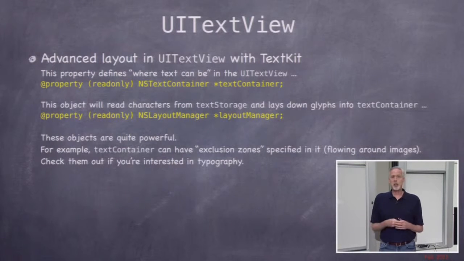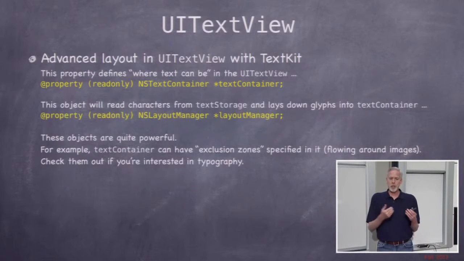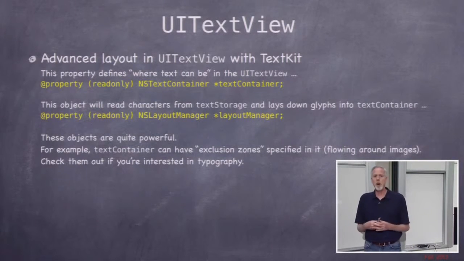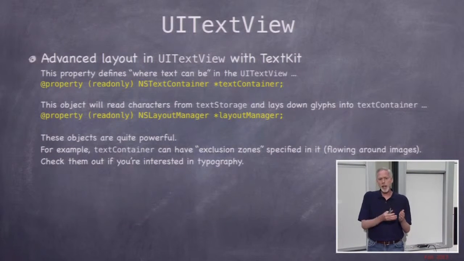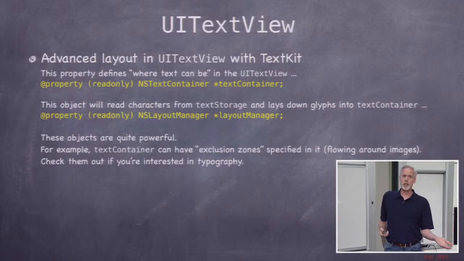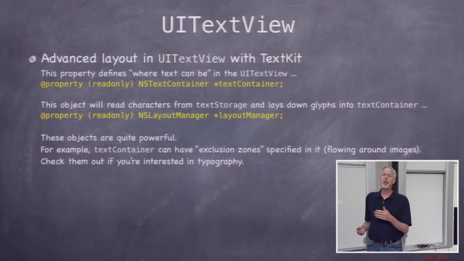The layout manager is the thing that lays out the glyphs. So it takes all the characters and all the attributes and stuff, and it's laying out the glyphs one by one. For those of you who don't know what glyphs are, they're kind of how you represent a character or a sequence of characters on screen. So the layout manager is the thing that lays the glyphs out inside the text container. So if you're interested in typography, or you're going to do a final project that has a lot of text layout in it, this is where you get started.